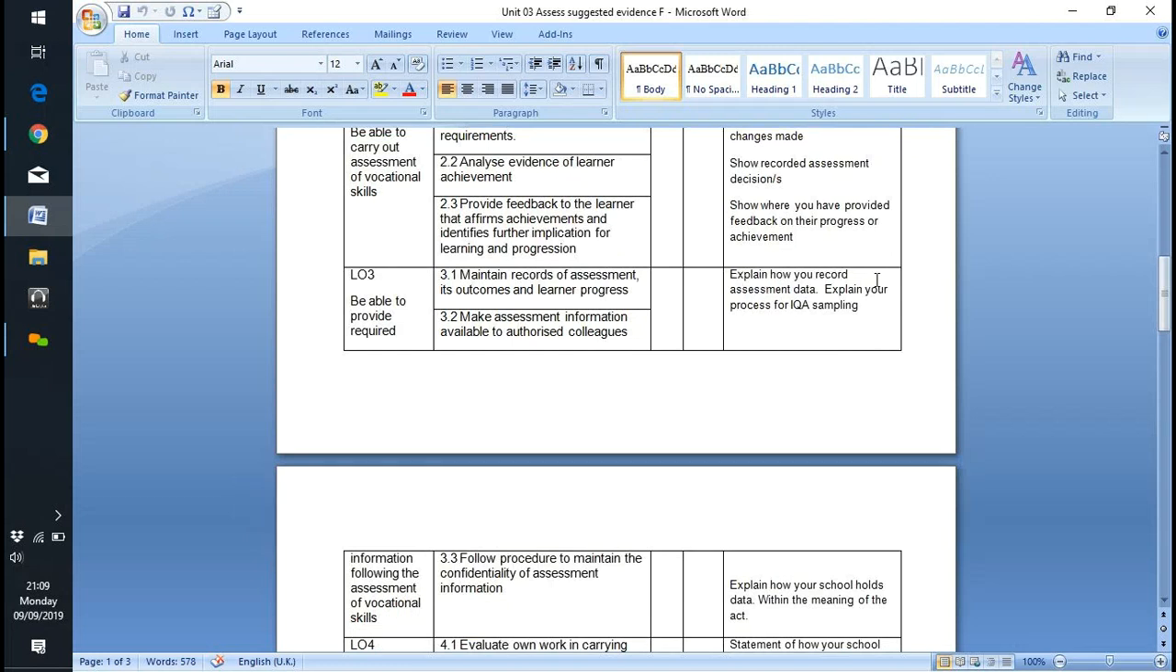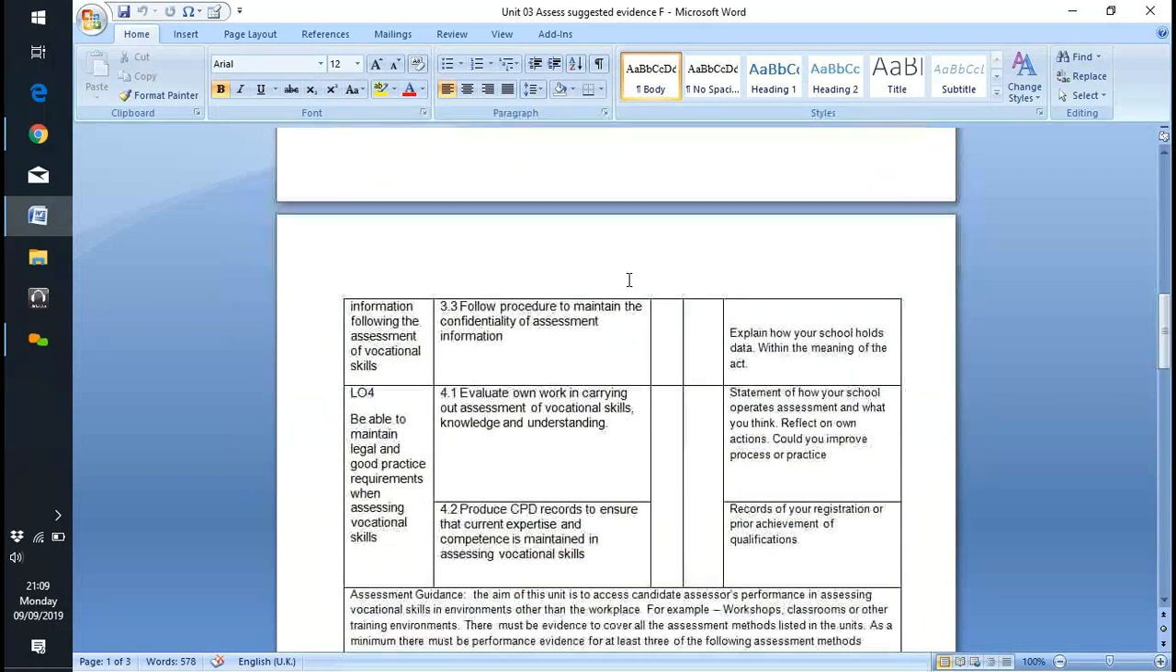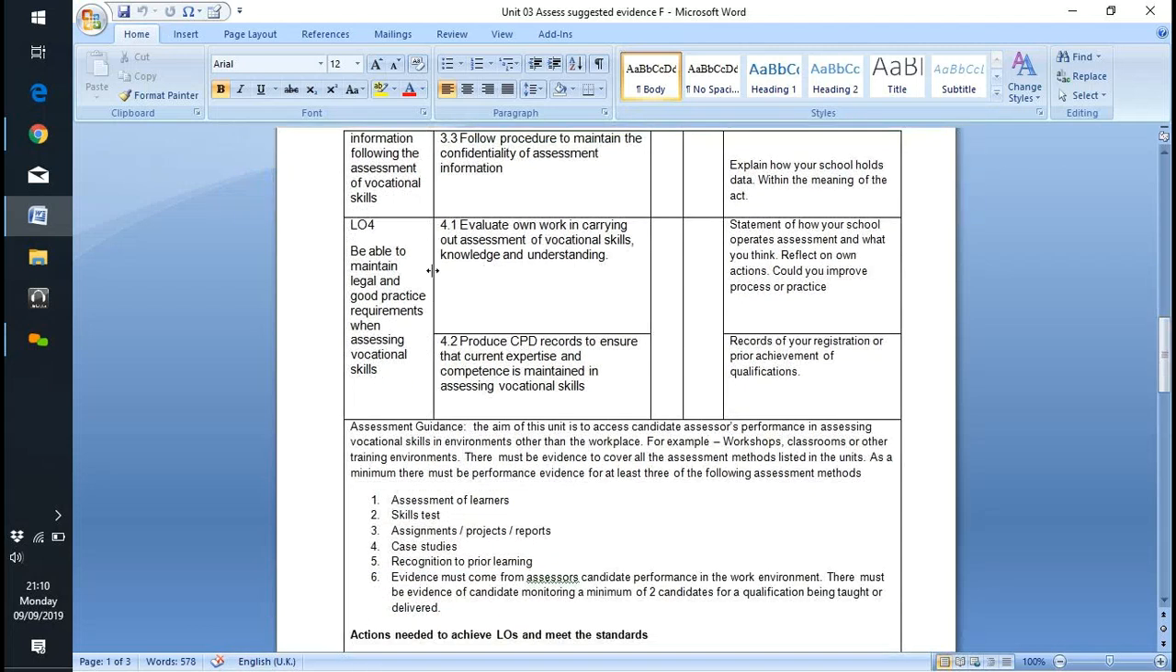Explain how you record assessment data. Explain what your process is for IQA sampling. So, maintain records of assessments and outcomes for learner progress. Make assessment information available to authorised colleagues. Again, exactly the same as in the other unit. Follow procedures to maintain confidentiality of assessment. So explain how your school holds data within the meaning of the Act. Again, LO4 is exactly the same.